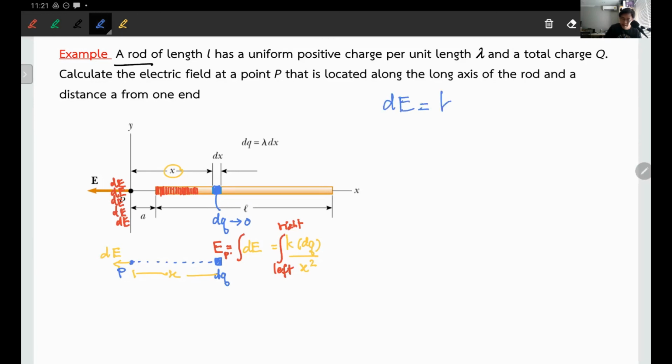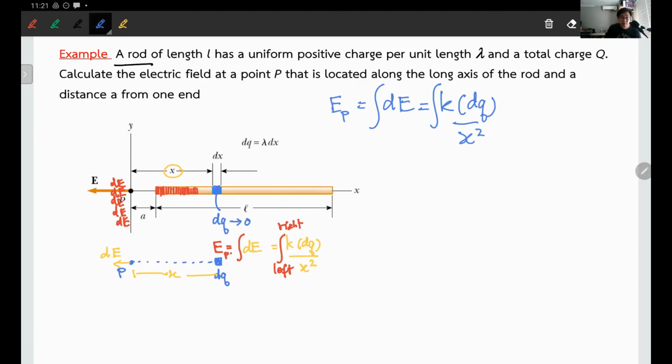It's just k dq over x squared. I want everything from the left to the right. So I have to sum all this dq from the left end of the rod to the right end of the rod to get to the net electric field at point P.